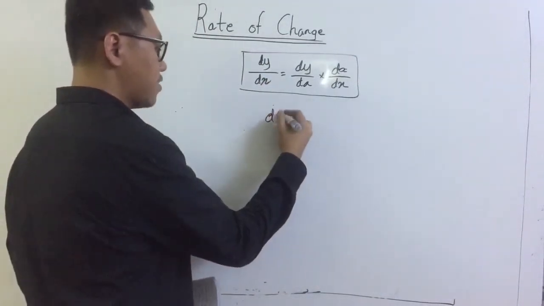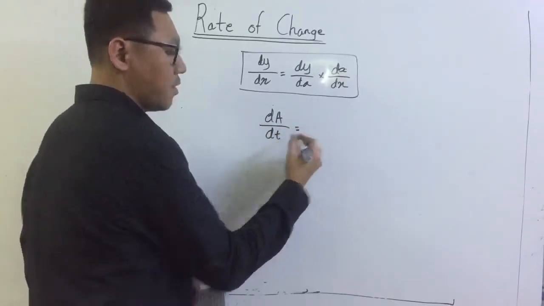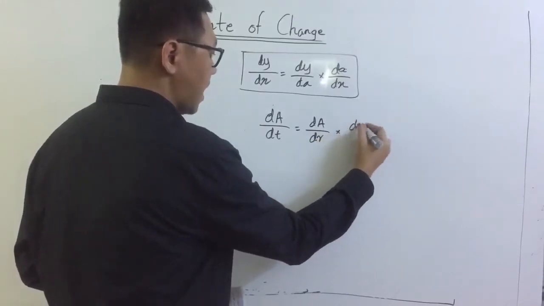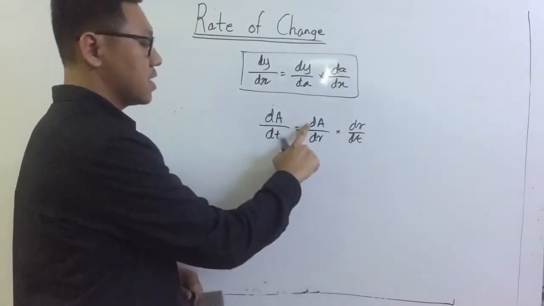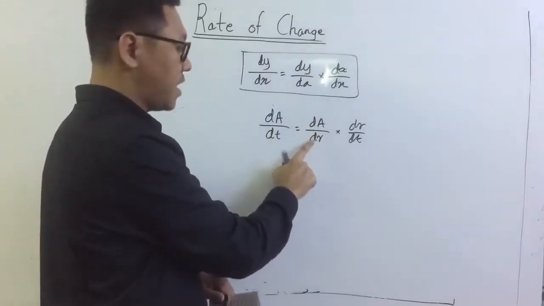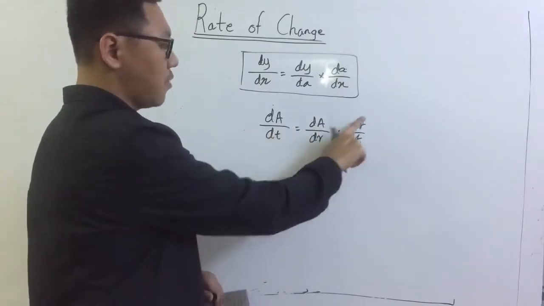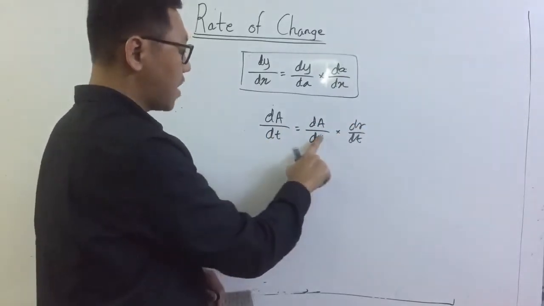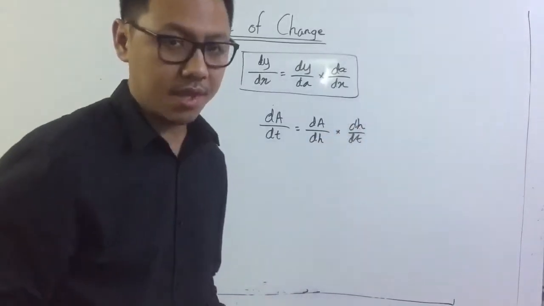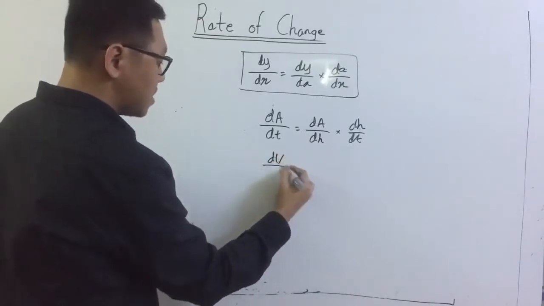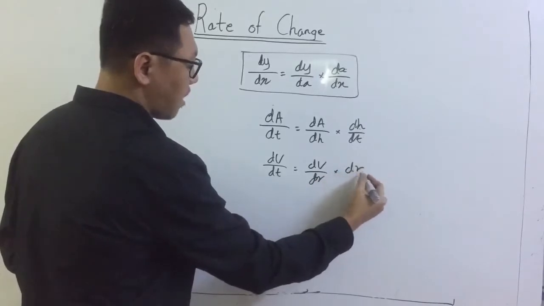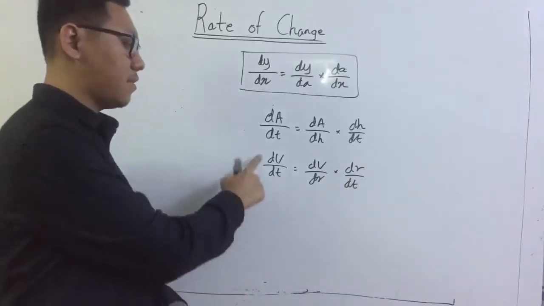So let's say we are trying to find dA by dt, the rate of change of area. How we use the chain rule is dA by dr into dr by dt. So this is differentiation of A with respect to r. If you multiply it, you get dA by dt. These two will be cancelled out, right? Or you can also do it with height, dA by dh into dh by dt. The same thing. Or how about dV by dt? dV by dt you can also do as dV by dr times dr by dt. That's how you find the rate of change of volume.